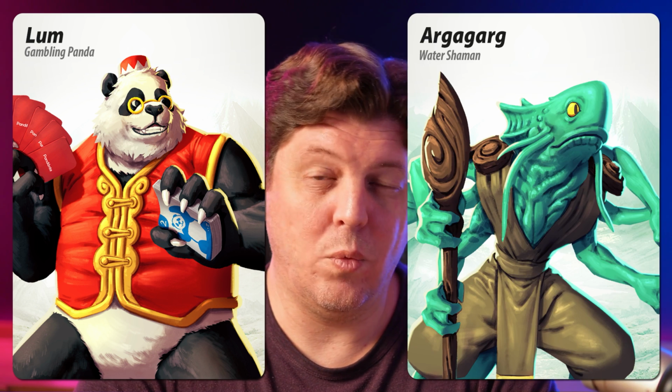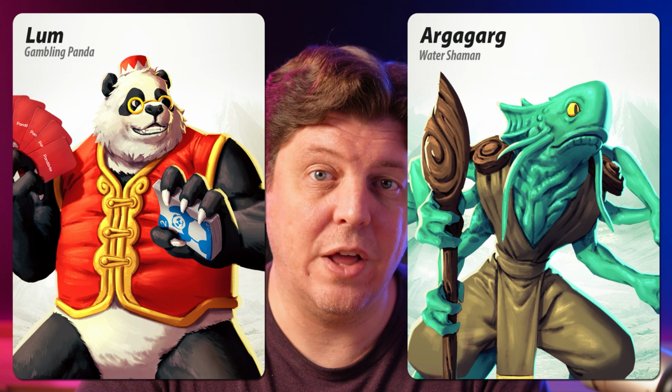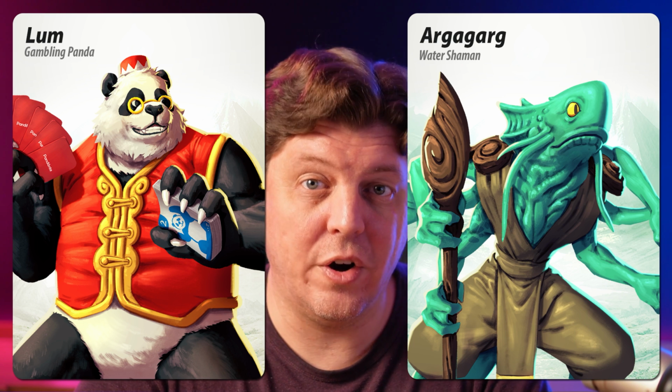Okay, so first, the familiar one, it's the one from The Wizard of Oz. That's where you have the Tin Man and Scarecrow, and they've kind of switched around their internals. In Fantasy Strike, the characters are Lum, the gambling panda, and Argagarg, the water shaman. Lum represents reason, whereas Argagarg represents emotion, but they do have their internal components switched.